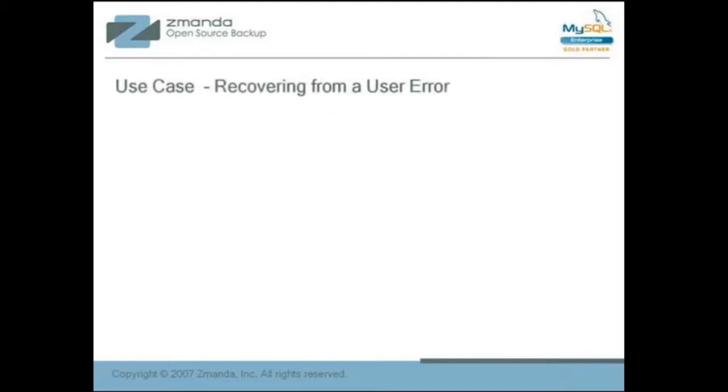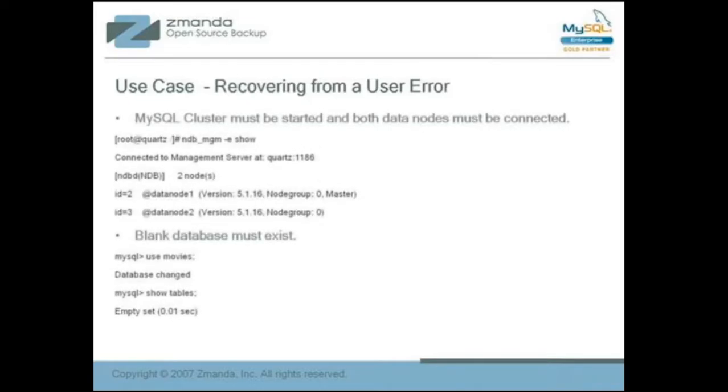We will now demonstrate how to recover from a user error. A user who was trying to update the movie ID table within the movies database accidentally dropped the movie ID table. We will first recover from the last full backup and verify the database was recovered successfully, along with the movie ID table. We must then make sure that the MySQL cluster has been started and both the data nodes are connected. Next, we will verify an empty movies database exists on the MySQL node.